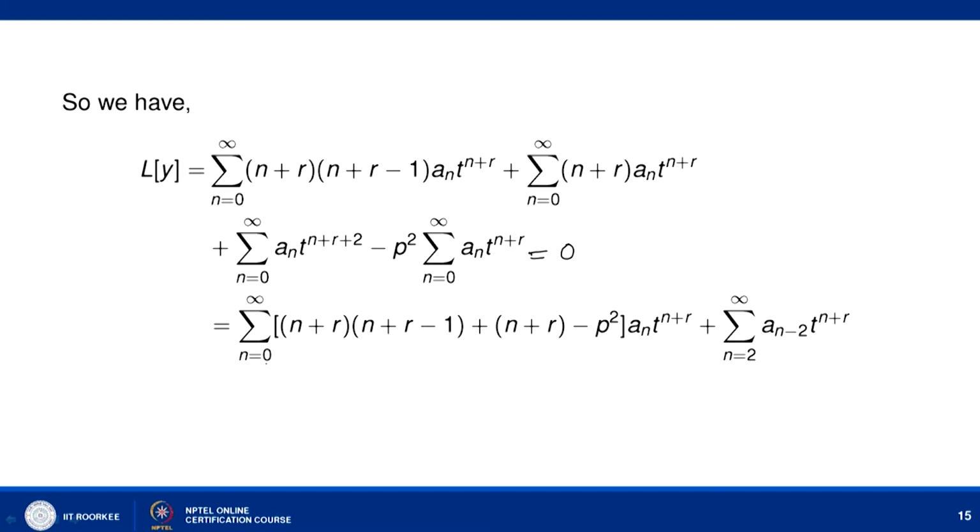So here we can write this as summation n equal to 0 to infinity, we just collect the terms of t to power n plus r and t to power n plus r plus 2. So here we write (n plus r)(n plus r minus 1) plus (n plus r), so this term plus this term plus this term. So when we calculate, it is (n plus r)(n plus r minus 1) plus (n plus r) minus p square, times a n t to power n plus r. What is left is this, summation n equal to 0 to infinity a n t to power n plus r plus 2, that is written here. So Ly is given as this.